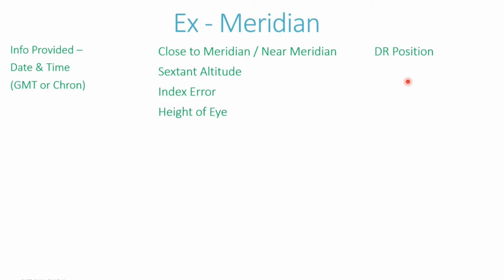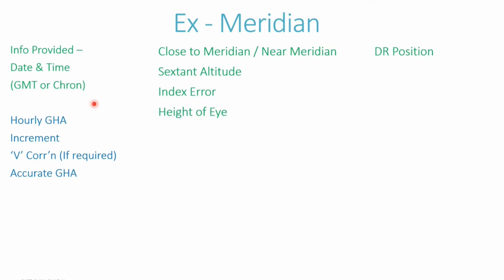This is the information which is provided, almost similar to what was there in long by chron or intercept, with only one addition: an indication is given that the body is close to the meridian or near the meridian. Now, as far as our exam questions are concerned, wherever this indication is given, body is close to the meridian or near the meridian, the paper setter wants you to attempt this question using the Ex-meridian method. So this is the intimation provided to us to denote that Ex-meridian is to be used in these questions. So let's go into the procedure now.